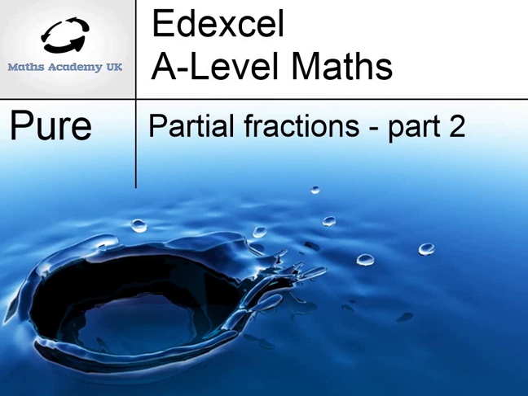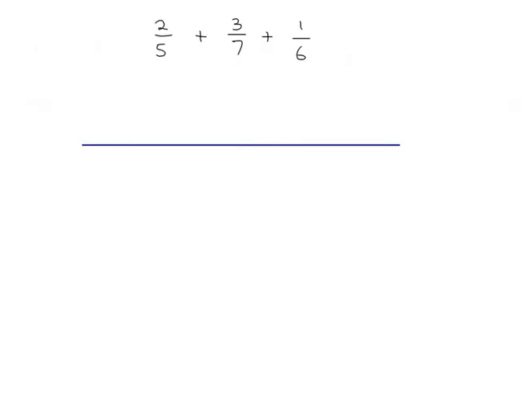Partial fractions part 2. So to add these three fractions together, I can multiply the denominators, and then looking at the first fraction, we have 5 in the denominator, so I need to multiply the numerator 2 with 7 times 6.